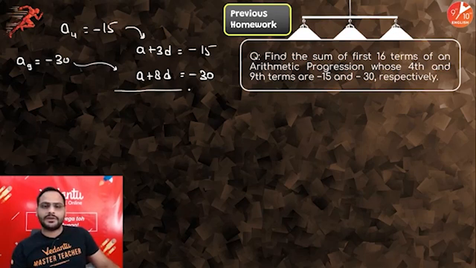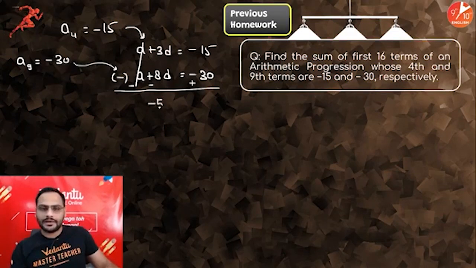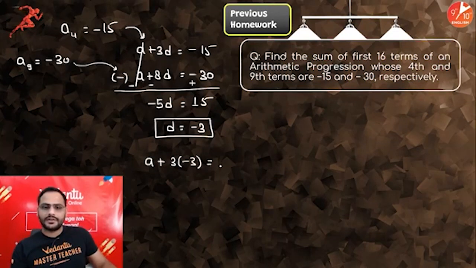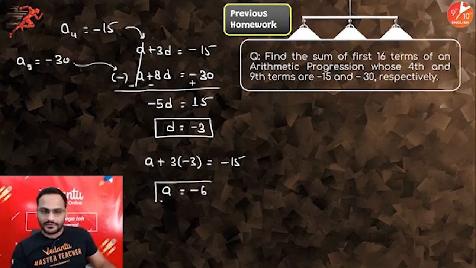Now we can use the elimination method. Let us subtract. So minus, minus, and this will become plus; they change sign. 3 minus 8 will be minus 5d, and minus 15 plus 30 will be equal to 15. So d will be equal to minus 3. Put d equal to minus 3 in any of the equations, the first one. So a plus 3 into minus 3 is equal to minus 15. You get a minus 9 is equal to minus 15. Shifting over there will become plus 9, so a is equal to minus 6.